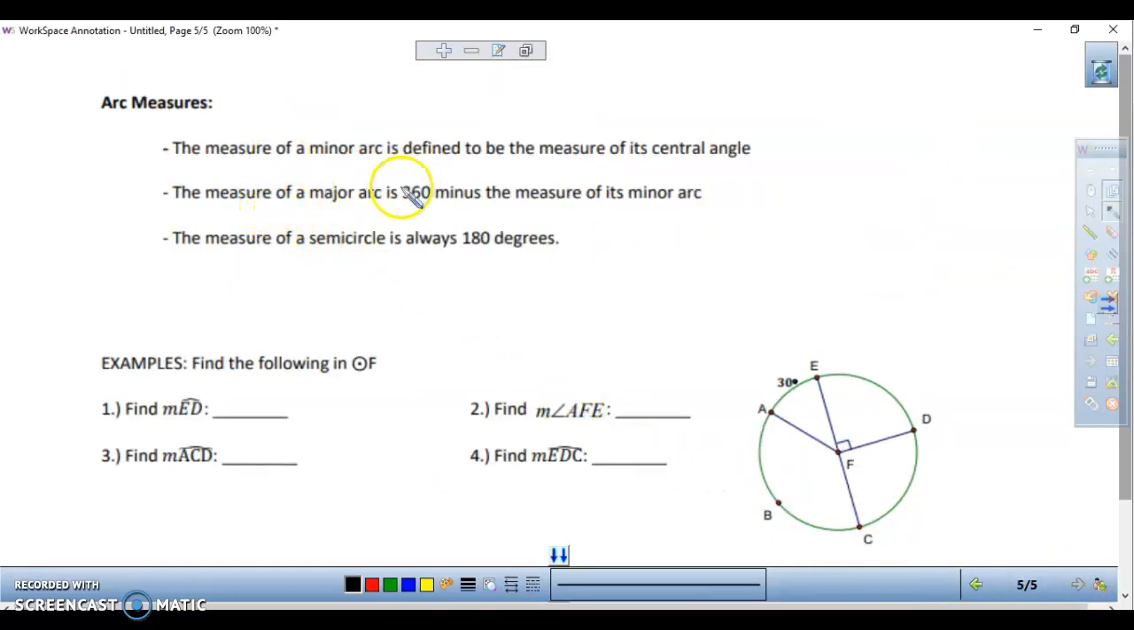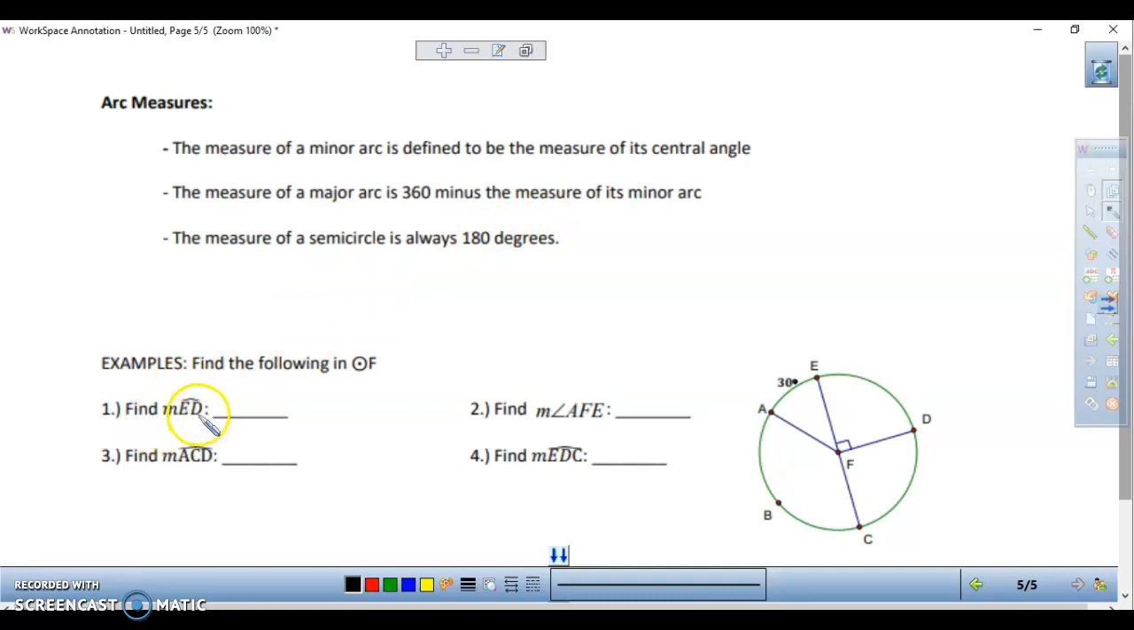All right, and then the last little part of this thing is just arc measures. So the measure of an arc is defined by the measure of its central angle. And the measure of a major arc is 360 degrees minus the measure of the minor arc. And I'll show you what that looks like in a second. And the last thing here is the measure of a semicircle, always 180 because it's half a circle. And this little m means measure.